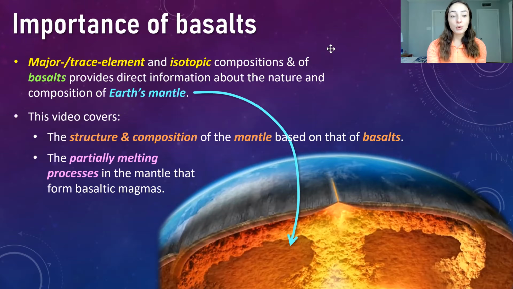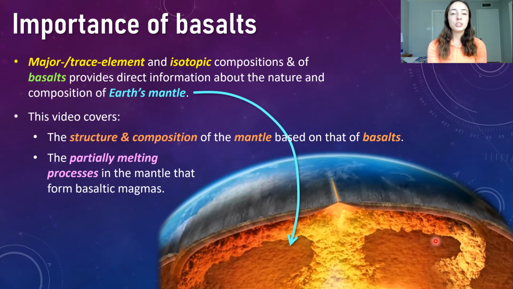And so today we'll be talking about the structure and composition of the mantle based on that of basalts, because we can't directly sample the mantle, so we have to rely on the information provided in basalts. And then we'll also talk a little bit about the partial melting processes in the mantle that form basaltic magmas, which we can basically recreate or reconstruct and understand because of all the information within basalts.